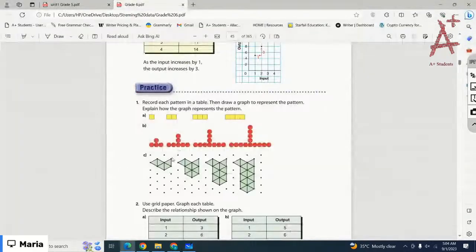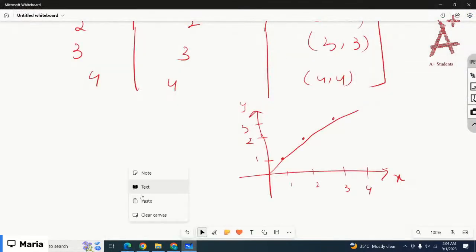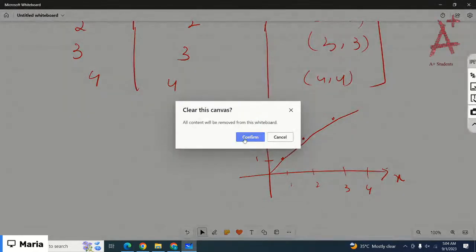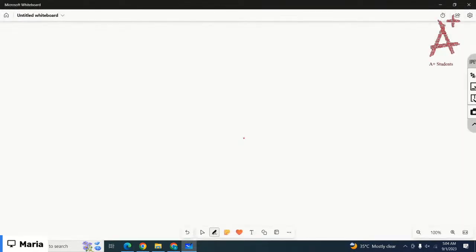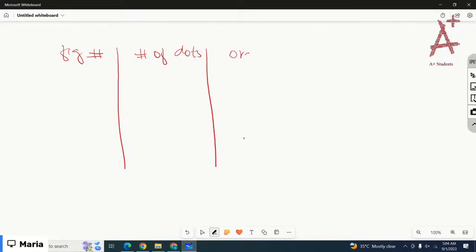Okay, let's just do the B part, right? You have to make a table like figure number and dots. Then you have to make the ordered pairs and then you have to plot them on the graph. Okay, figure number, number of dots, and ordered pair, right?